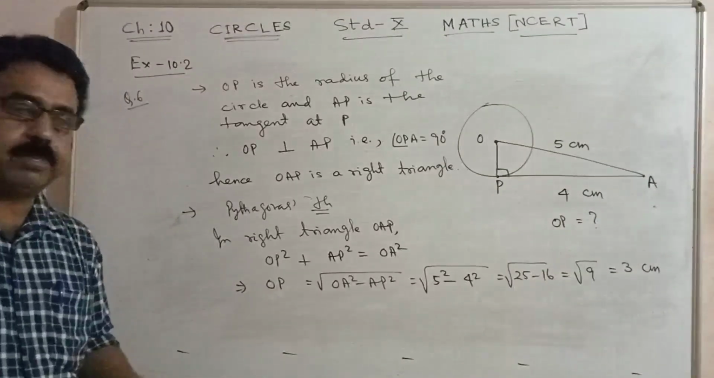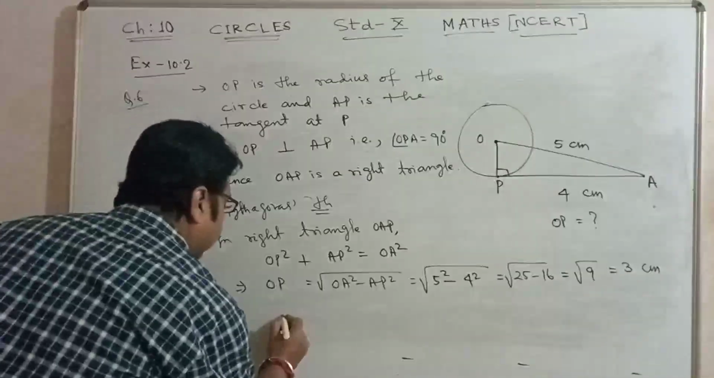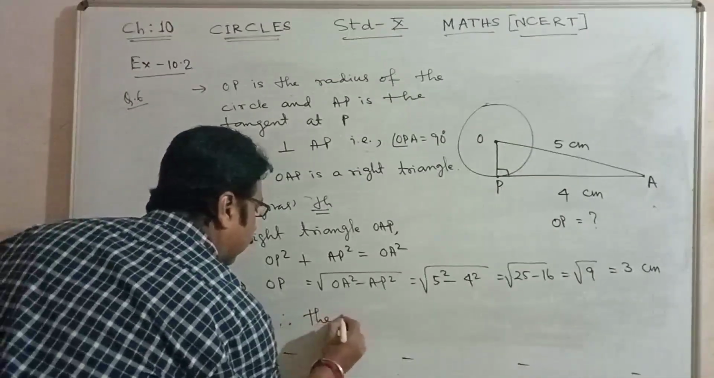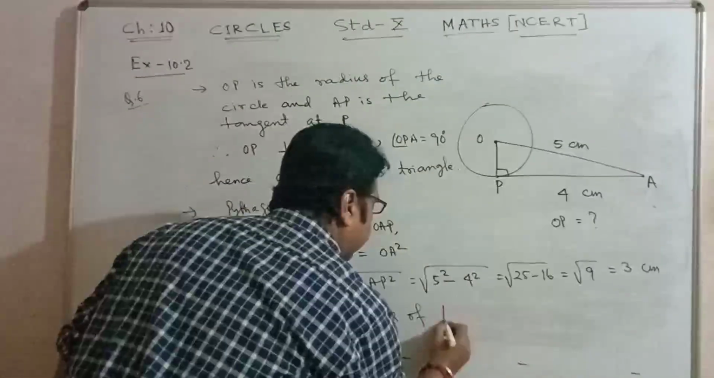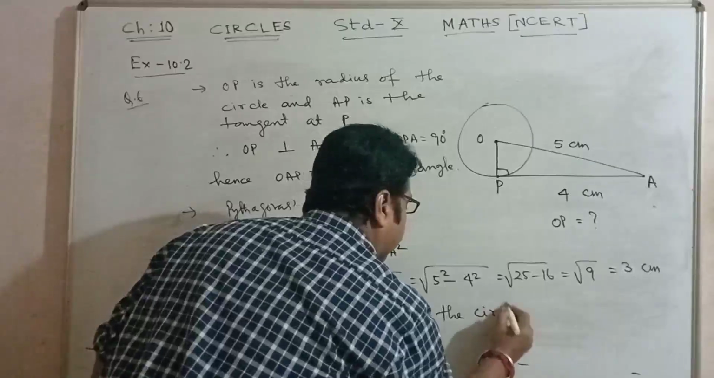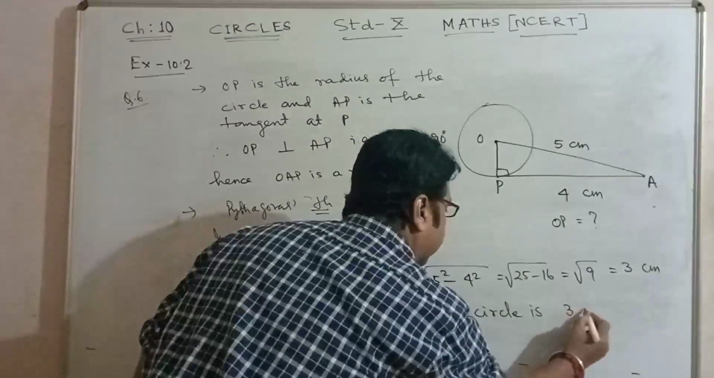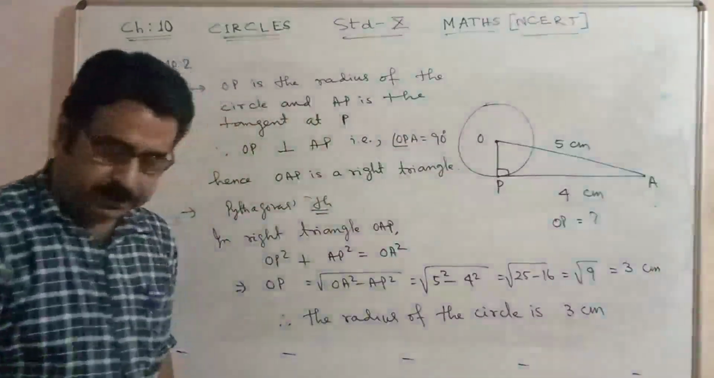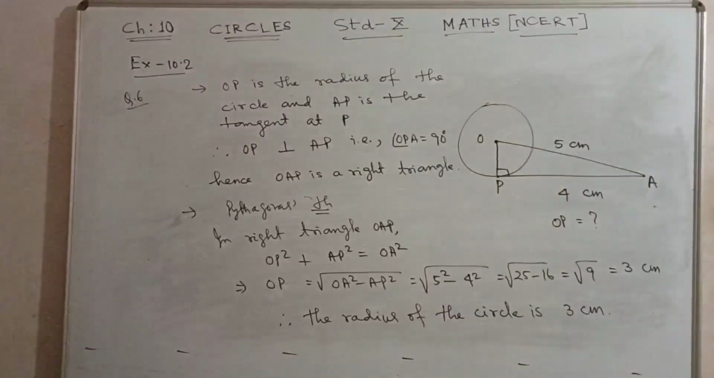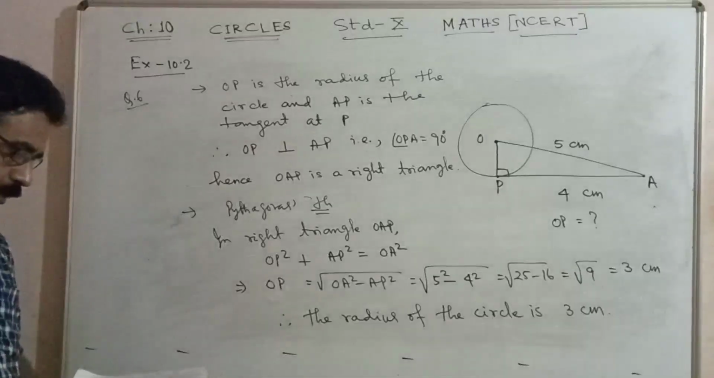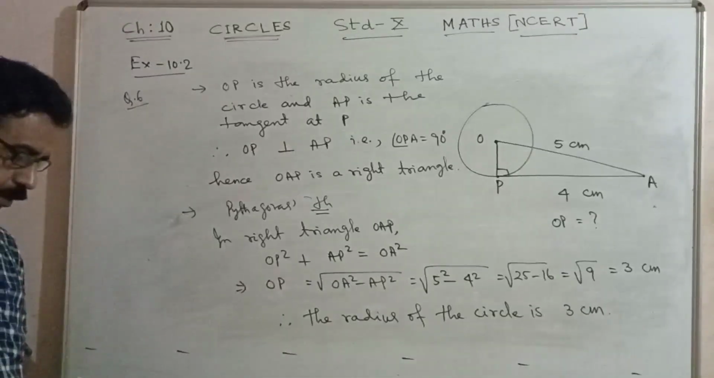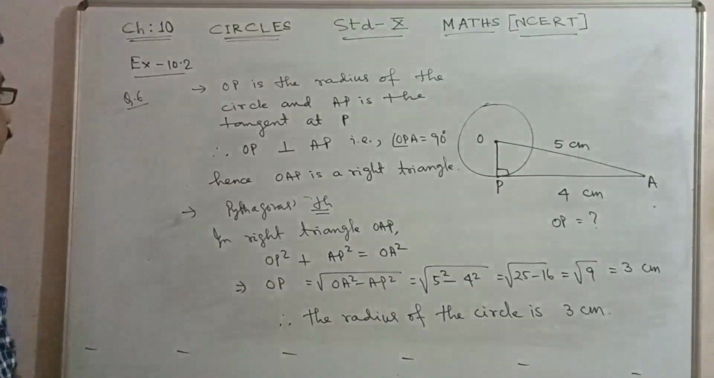Find the radius of the circle. Therefore, the radius of the circle is 3 centimeter. Next question, number 7.